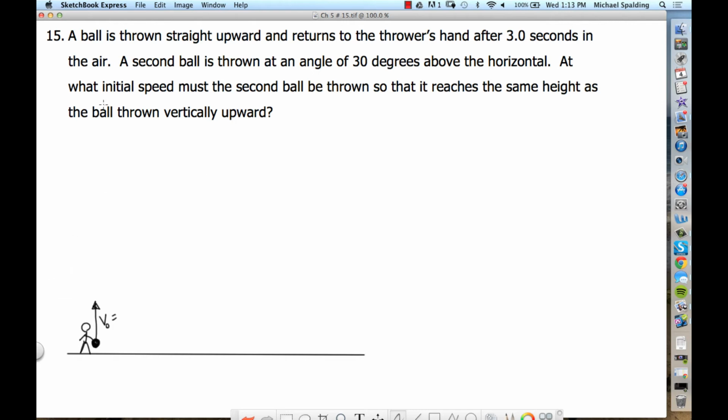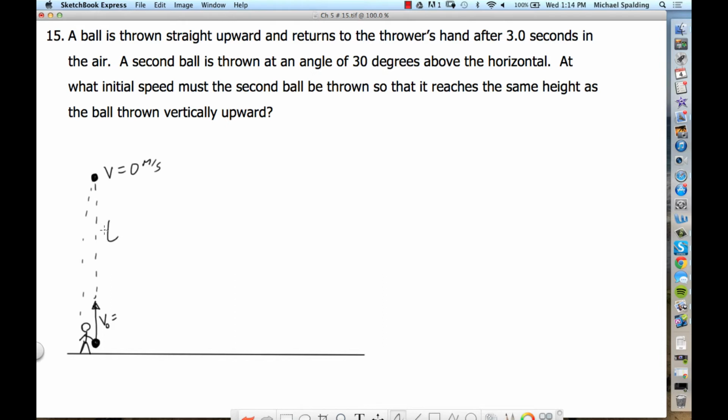All right, so look, we have this ball that's thrown straight up in the air, returns to the thrower's hand in 3 seconds. So look, the ball goes like this. The ball goes up, up, up, up, reaches some maximum height. What do we know about the maximum height? The velocity is 0 for a split second, and then the ball goes down, down, down, down. The whole trip up and down takes 3 seconds.